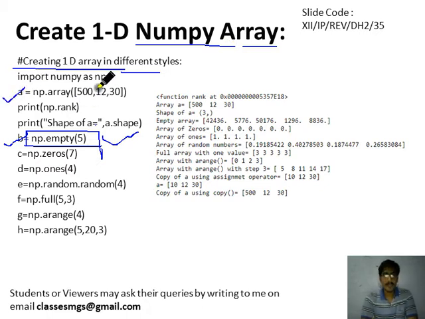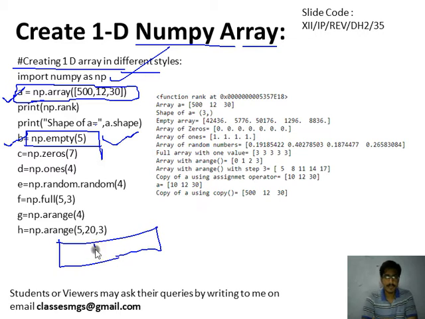Let's suppose we need to import numpy as np for working with numpy, as we have already discussed. Now we want to create a numpy array with this line. It will create a one dimensional numpy array with values 500, 12 and 30, as we have already seen a similar example in our previous slide. So it will print 500, 12 and then 30. So this creates a one dimensional array using the array method.